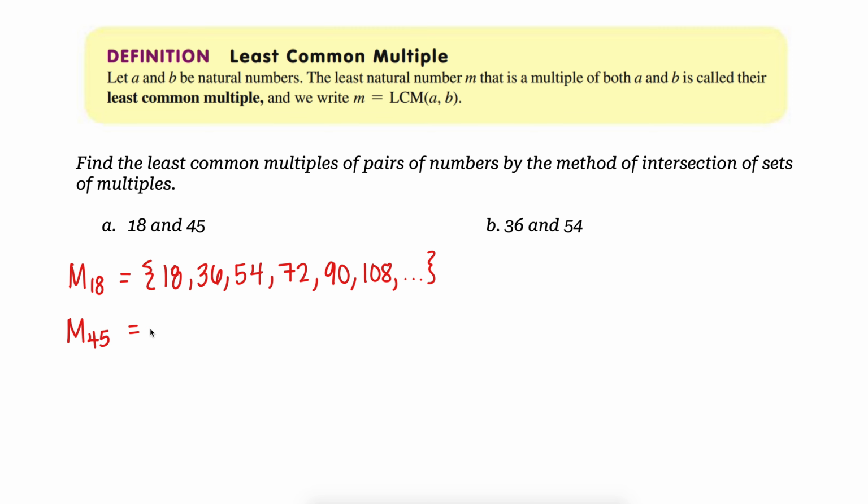The multiples of 45 are 45, 90, 135. And I actually could have stopped at the 90. When we're finding the least common multiple, it is the smallest of the multiples that they have in common, and that's our 90. So the LCM here is going to be 90.